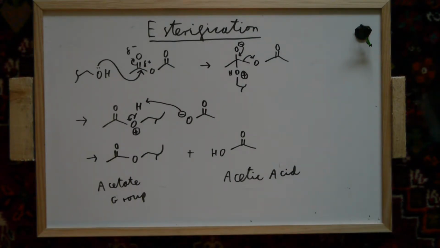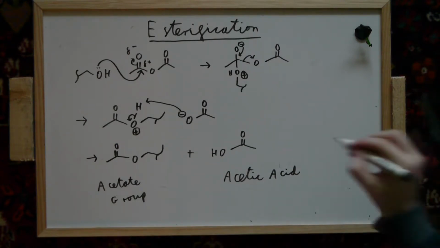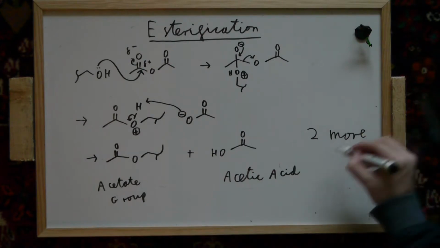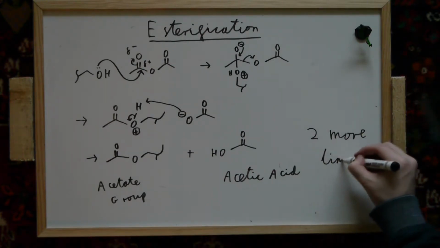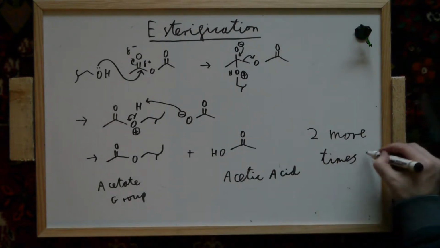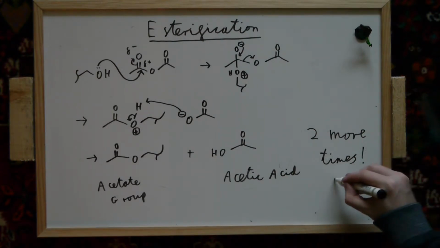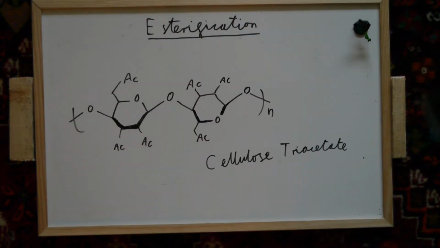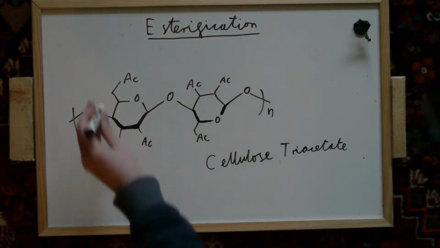In this process, the OH group in cellulose attacks the delta positive carbon and adds to the molecule. This breaks the double bond. The double bond, however, reforms itself and breaks the CO single bond. This negative oxygen then attacks the hydrogen and steals it. This results in the acetate group being added to the cellulose and a new molecule of acetic acid being made. This happens 2 more times to form cellulose triacetate.